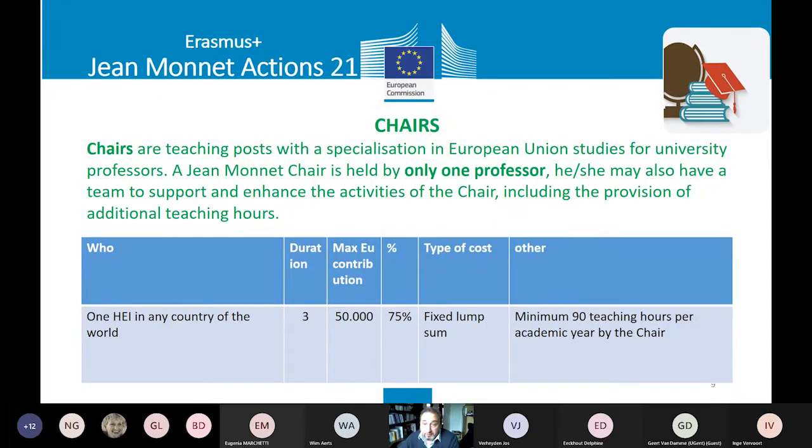So then we have the chairs. That is quite a higher level of project, because the teaching is done in a specialization of European Union studies by a university professor, and a Jean Monnet Chair is held by only one professor. He may also have a team to support and enhance his activities, including provision of additional teaching hours. That means that one professor has to deliver 90 teaching hours per year. After these 90 hours, other professors can be part of the chair project, but only one professor has to teach the minimum teaching hours.